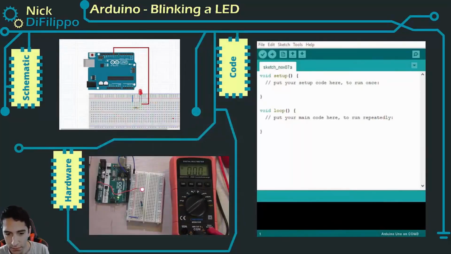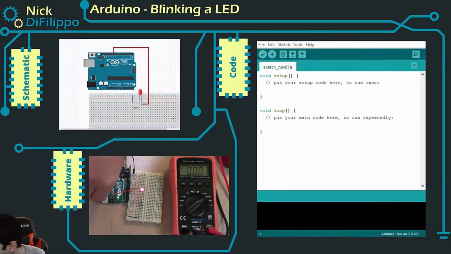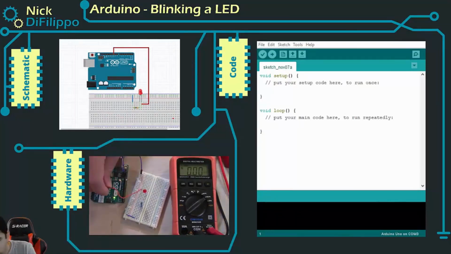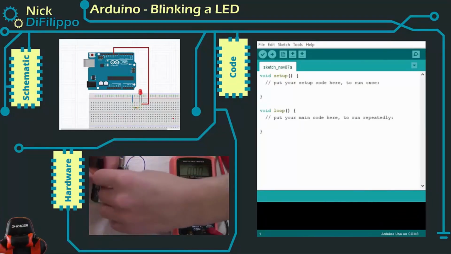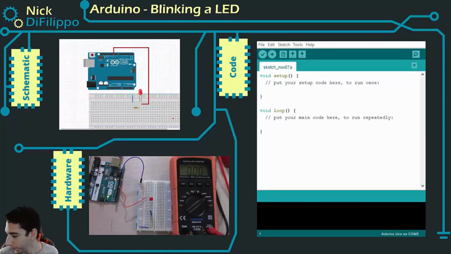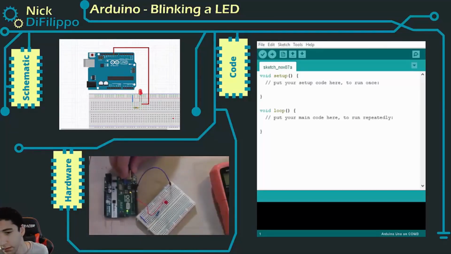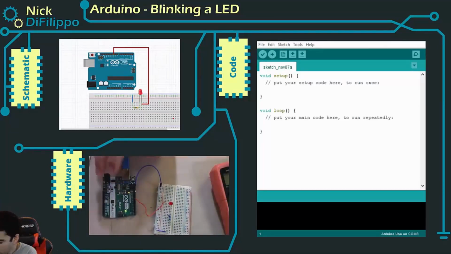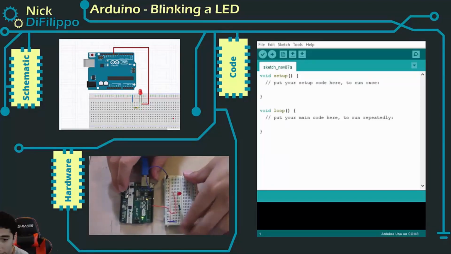So now I want to blink my LED and write the Arduino code. So I'm going to switch this 5 volts over to a pin on the Arduino. I'm going to pick pin 8. I'm going to turn this off. And I have my breadboard and I have my LED.